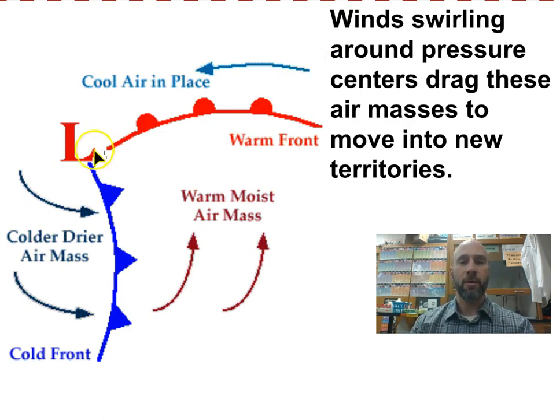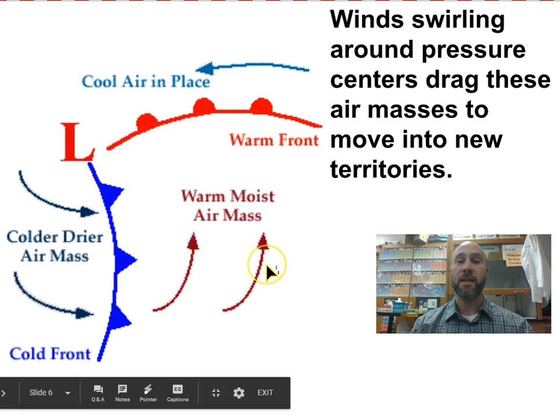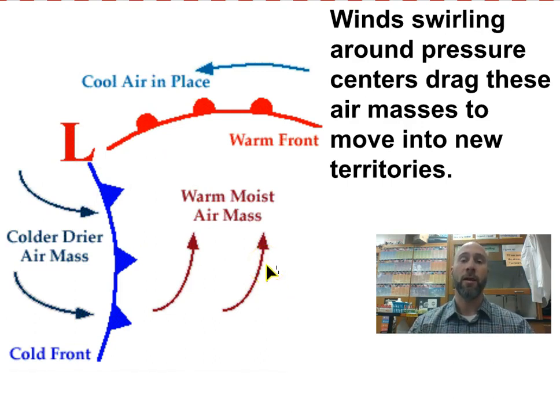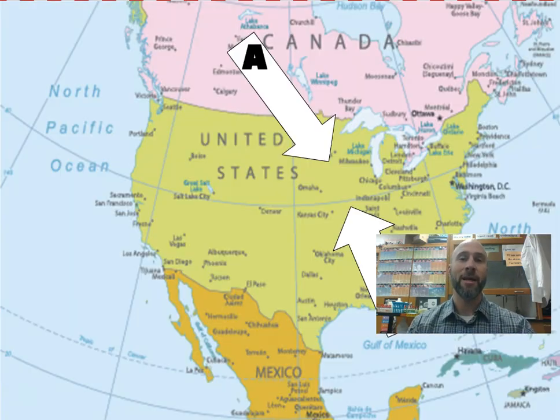For example, here we've got this low pressure center rotating counterclockwise, so it's going to pull air up from the south. For us, that's typically warm, humid, maritime tropical air coming out of the Gulf of Mexico. And from the north, it's going to pull down cool, dry air out of Canada. So these high and low pressure centers have a huge influence on our day-to-day weather.